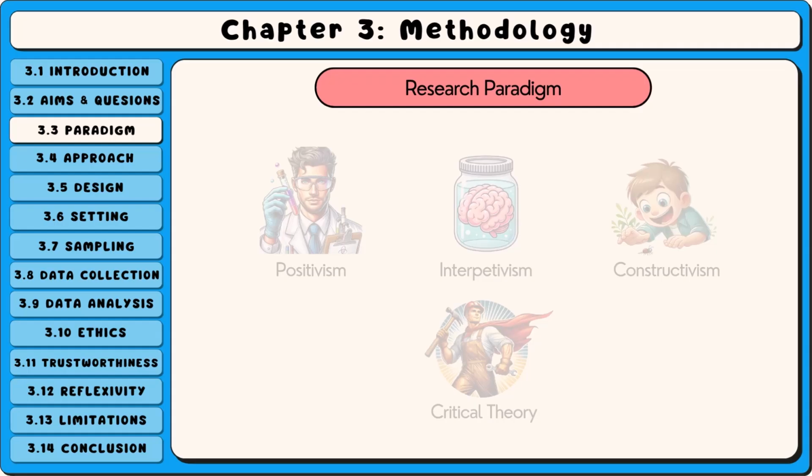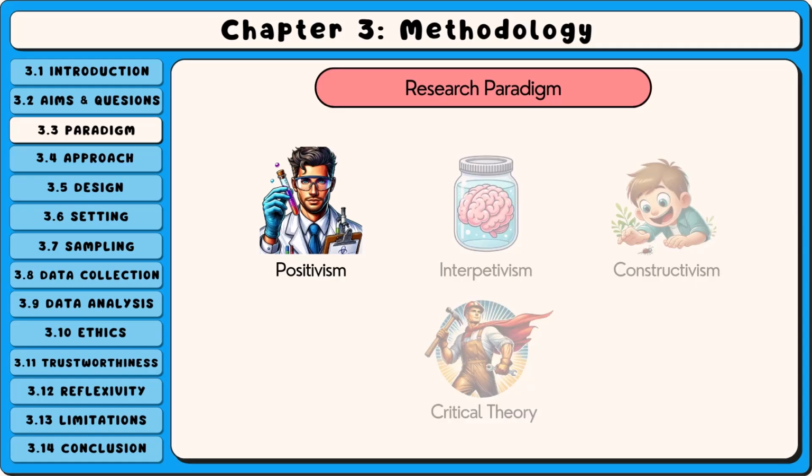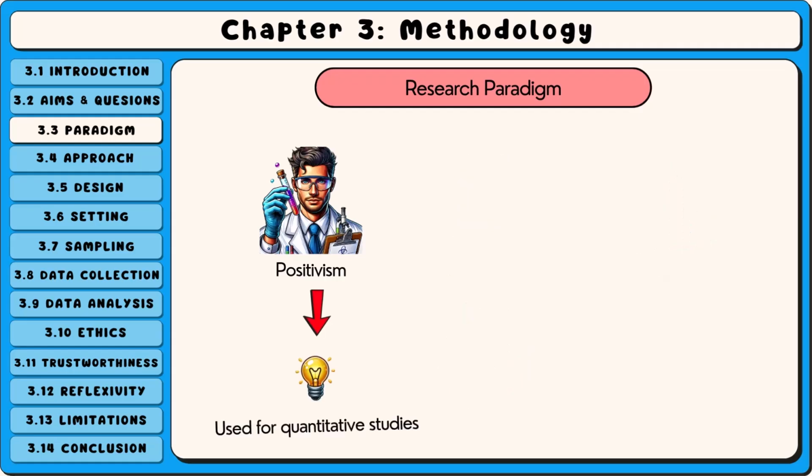There are 4 common research paradigms. These are positivism, interpretivism, constructivism, and critical theory. Note that there are more paradigms than this, but these 4 make up the vast majority of paradigms that students will follow for their thesis. The first paradigm is positivism. Your thesis will not be positivist, as positivism is used for quantitative studies. But all qualitative studies are a reaction to positivism. So you do need to understand what positivism is.